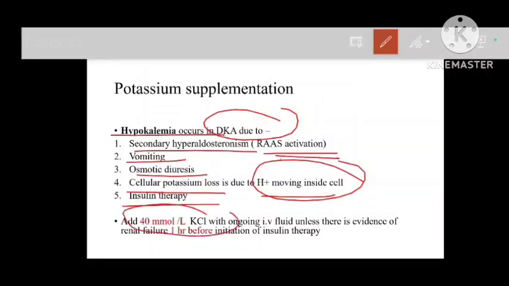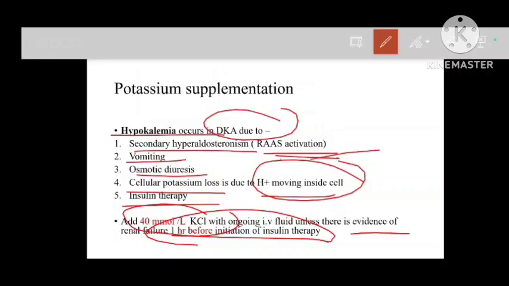So, add 40 millimole per liter KCl to the ongoing IV fluid, unless there is evidence of renal failure, 1 hour before initiation of insulin therapy. Now, practically speaking, we can add potassium if the patient has passed urine. We usually put 1 vial of KCl in a bottle of NS. So in a 500 ml NS, we can put 1 bottle of KCl.